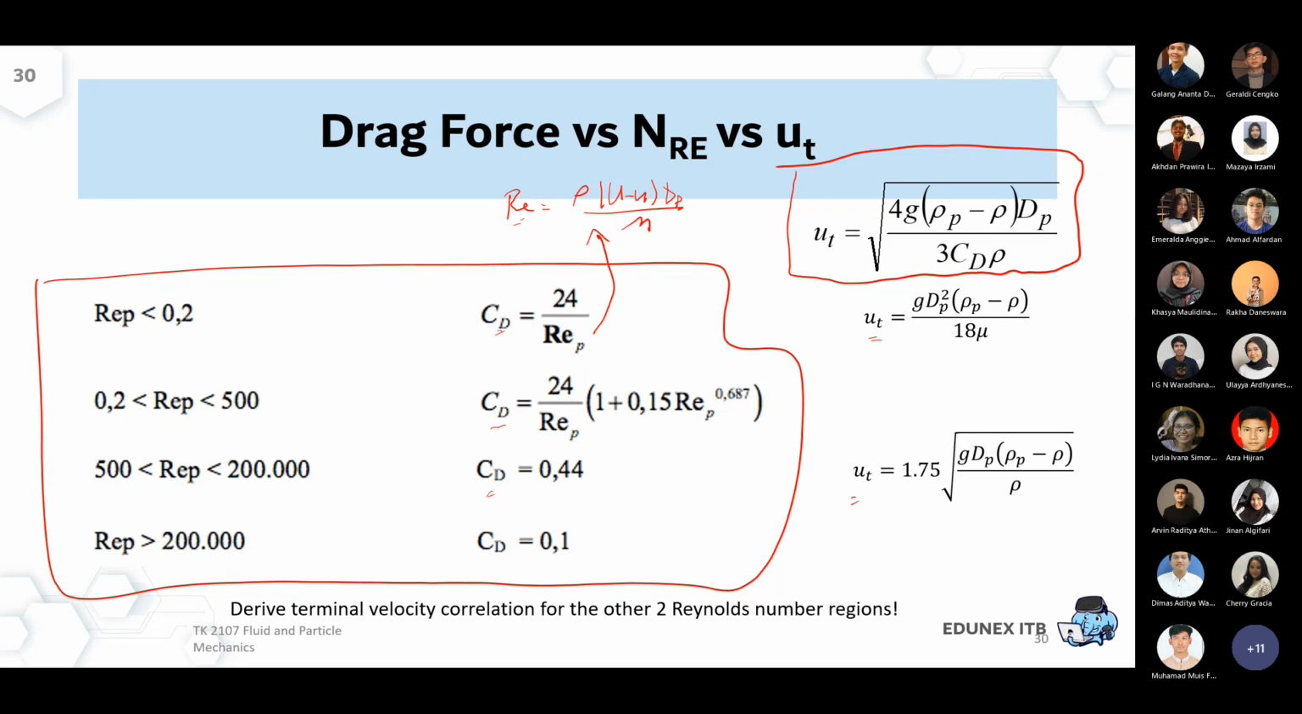For the other two regions, the same concept still applies. You can derive it directly. Just substitute this CD with either 24 per Re times 1 plus 0.15 Re exponent of 0.687, or simply CD as 0.1 if it's a very turbulent regime.